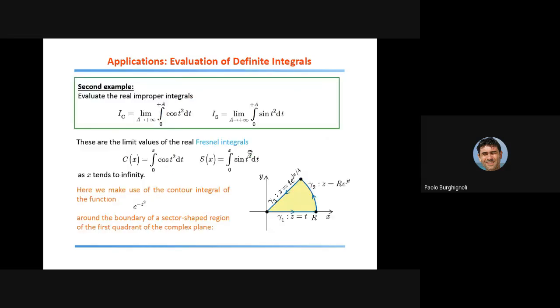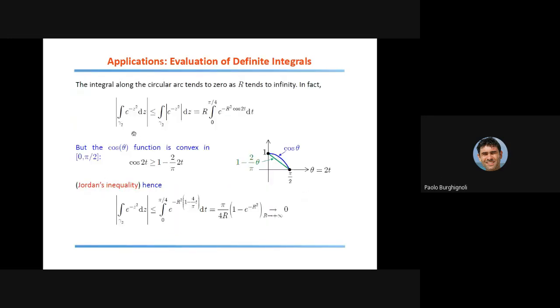Let us start again with the circular part, gamma 2, for which we will make a reasoning similar to the one seen before. So we will evaluate the absolute value of the integral along gamma 2 as not larger than the integral of the absolute value of e to the minus z squared, which is in turn equal to r, the radius of the circle, t is the angular parameter that describes the circle, and then inside as an integrand we have the real function e to the minus r squared cosine of 2t. Now again, the cosine function is convex inside the integration domain from 0 to pi over 2.